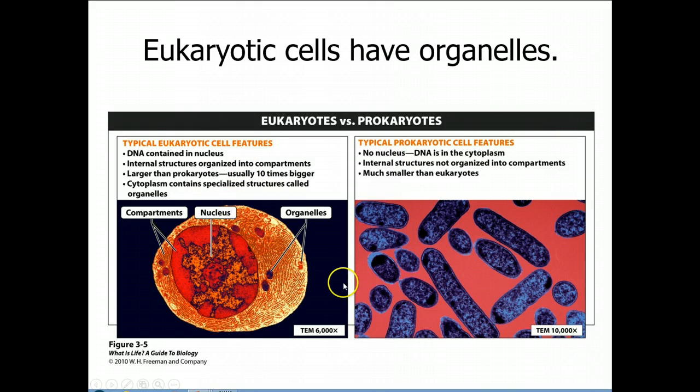They're larger than prokaryotes, usually about 10 times bigger. And the cytoplasm contains specialized structures that we've already referred to as organelles, where the prokaryotes don't. No nucleus, so the DNA is just loosely associated within the cytoplasm, but it's circular like a rubber band. Internal structures not organized into compartments. We don't have organelles, and they're much smaller. So there are some differences between the two, and you can find this in your book with figure 3.5.